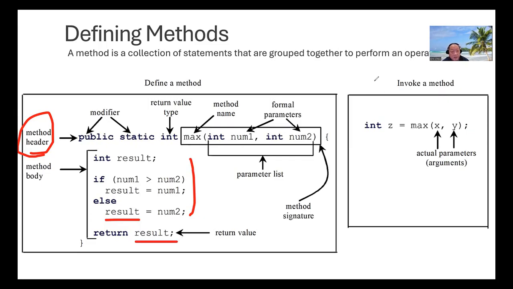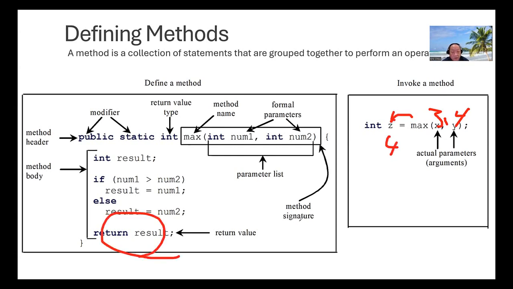Okay, so this is the definition of a method. You can put maximum 3 and 4, and you will return 4. That return value is the result that you get. So this is the definition of a method.